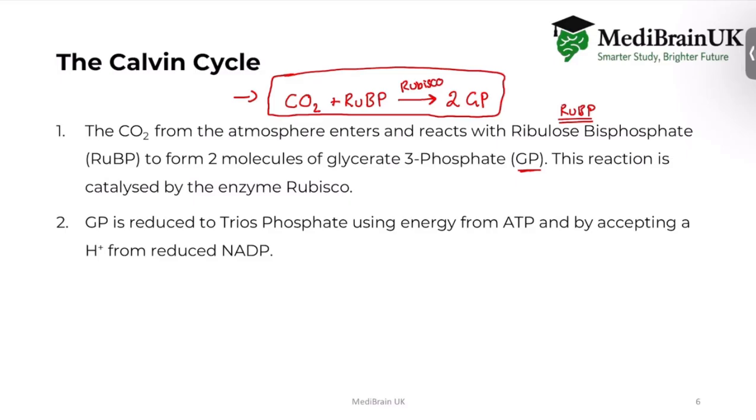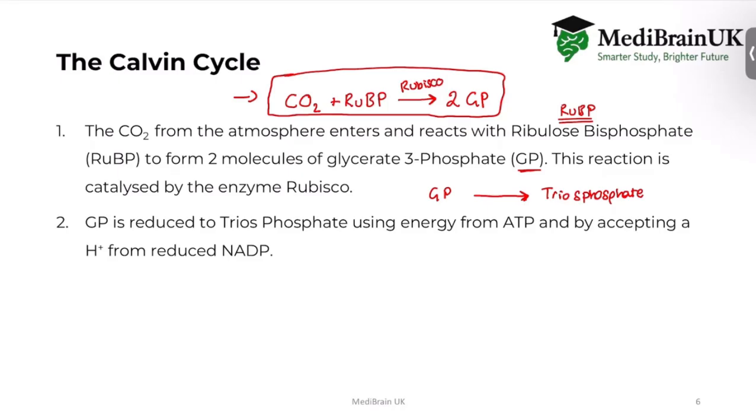Okay, so obviously GP, we formed two molecules of GP. That GP now has to be converted into something else. So in this reaction, what's happening is the GP which is formed is being converted into triose phosphate. Now you can't abbreviate this to TP. You have to say triose phosphate. You have to say the full name itself. You can't abbreviate this name.